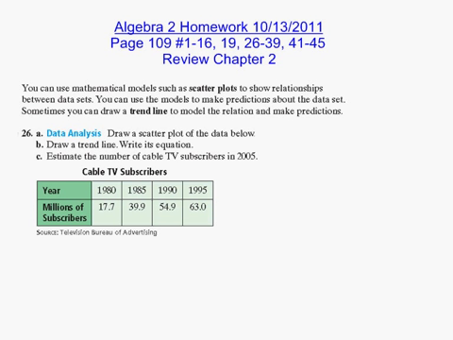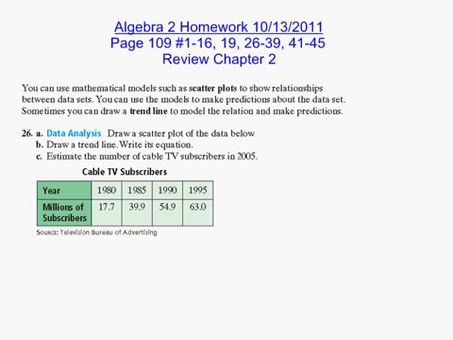All right, this is a continuation of the chapter review for Algebra 2. All right, we're on 26. Now this has to do with scatter plots. So you can use scatter plots to show relationships. You can use them to make trend lines. We're going to draw a scatter plot, but we're not just going to draw it by hand. We're going to use the graphing calculator to graph it.